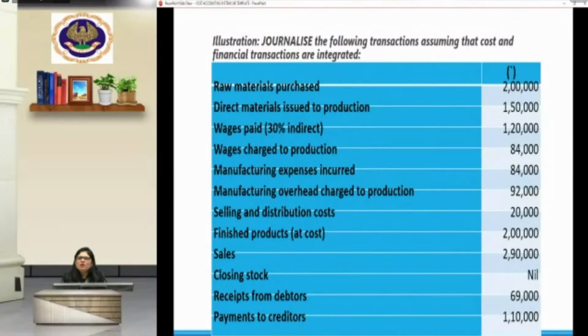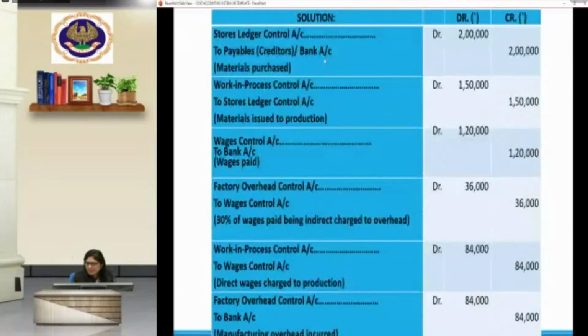In costing profit or loss account, the CLC account will not be transferred. In costing profit or loss account, we will not write cost ledger control account. We will directly write by sales. Clear? In costing profit or loss account, we will not be transferring the sales through CLC. We will be directly writing the sales. So the entry will be the way you make the sales entry: debtors debit to sales. So the sales will directly go to costing profit or loss account. All right. So this is the entry. Cost and financial transactions are integrated.